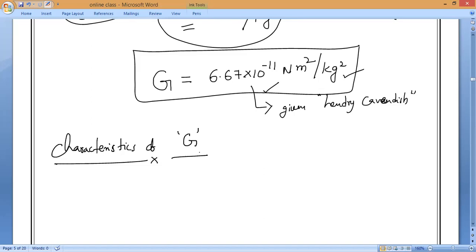Characteristics of capital G. So what is the capital G value, everybody? What is the capital G value? 6.67 into 10 power minus 11 Newton square meter per kilogram square.